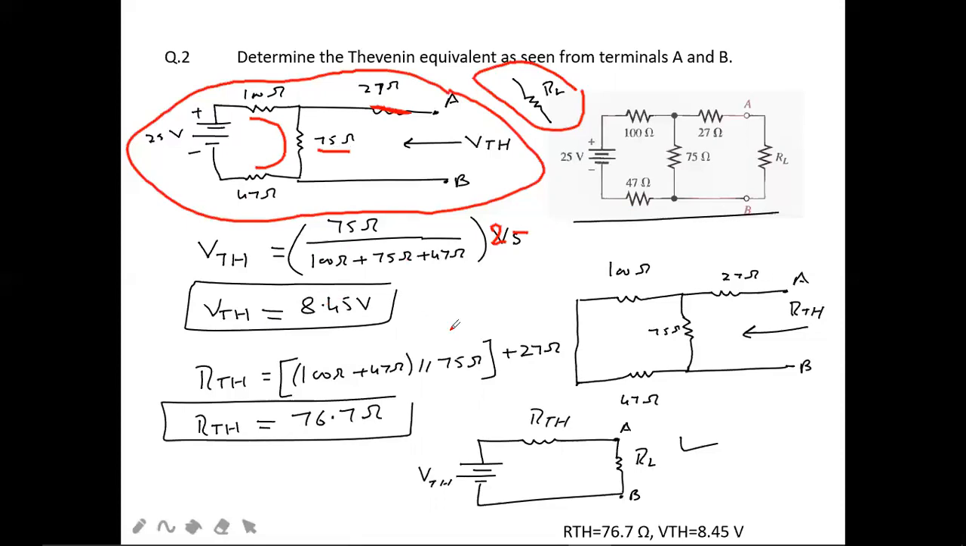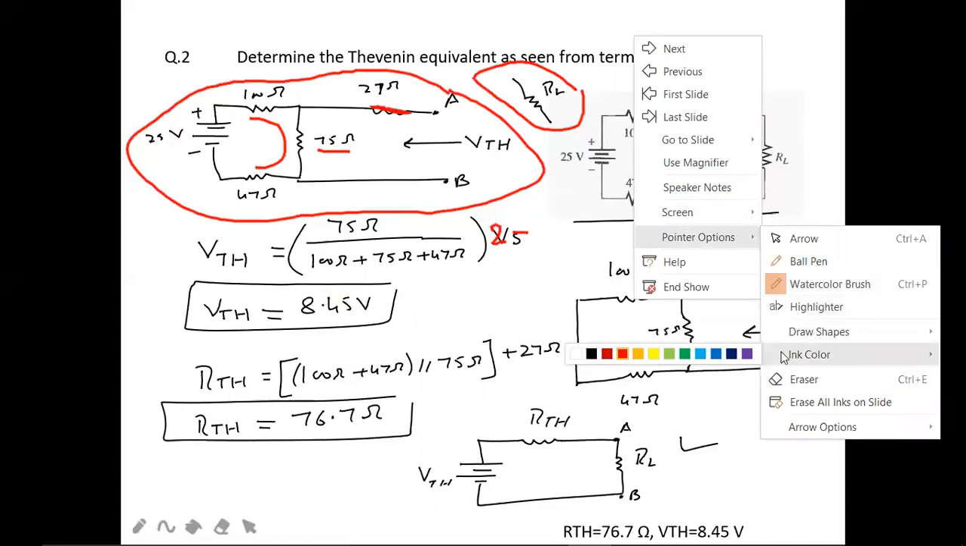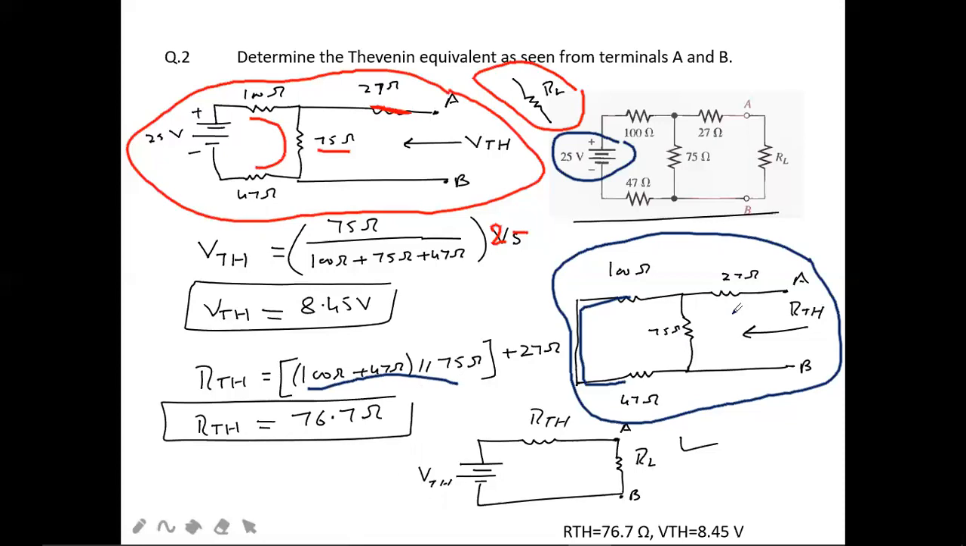Now let me move to the RTH. This is the RTH equivalent circuit. I removed the voltage source by short circuiting it over here. Please observe. Then I measure the resistance across the A and B terminals directly. Are this 147 series or parallel? Obviously, these two resistances are in series because the common current flows through them. This 147 is in parallel with the 75 here, and the result will be in series with this 27 ohms.